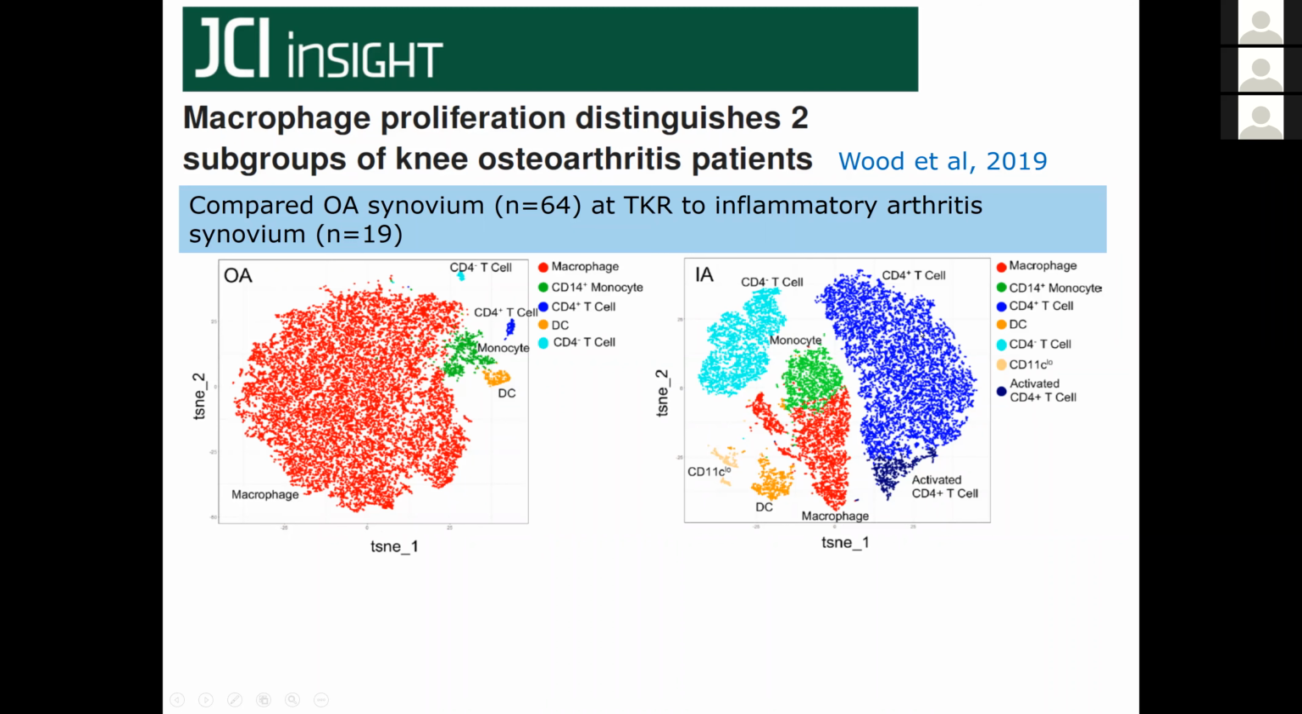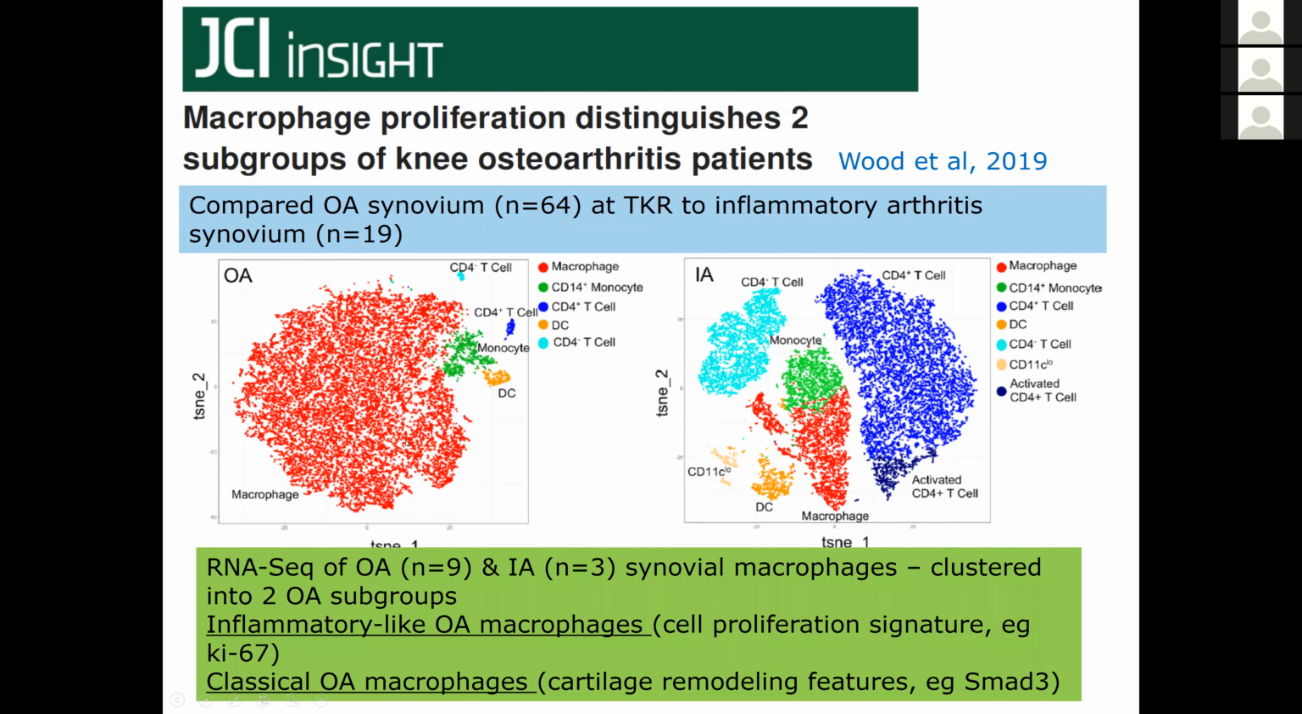And when they looked at just the OA groups and sequenced the tissue from the OA groups, they found 2 different types of inflammatory macrophages, one that was more inflammatory-like and one that was more classical. So they found 2 subgroups of people with inflammation that was different between the 2 based on their macrophages.